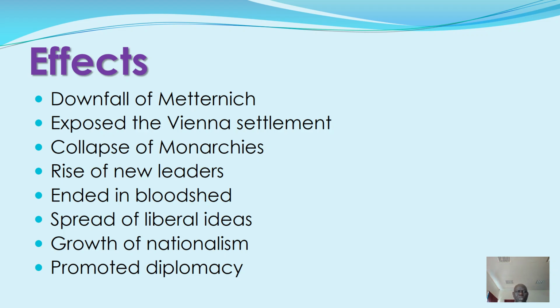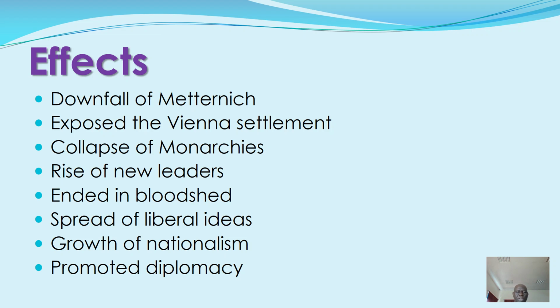Now, these revolutions had positive and negative impact. One of the major impacts was the downfall of Metternich. For 33 years, Metternich had dominated the history of Europe, but his system was very oppressive to the masses. The revolutions exposed the weakness of the Vienna settlement and its unfairness, and led to the collapse of some of the monarchies in Europe. New leaders rose to power.